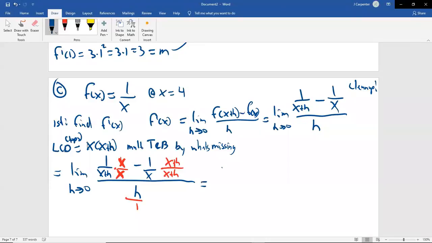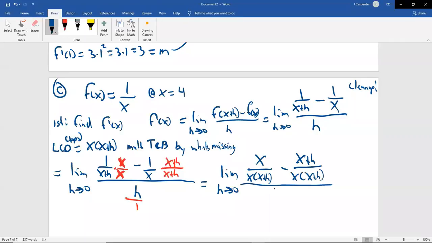So equals the limit as h goes to 0. This first fraction is now x over x times x plus h. Minus the second fraction, the x plus h times 1 is x plus h in the top. The bottom is the LCD, x times x plus h. Then all over h over 1.